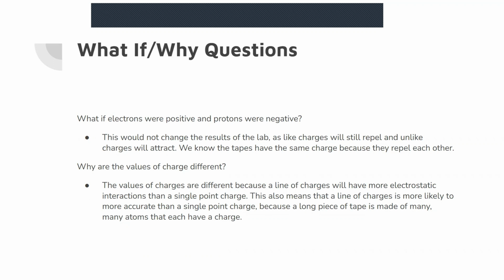As for the why question, why are the values of the charge different? Well, the values of the charges are different because a line of charges will have more electrostatic interactions than a single point charge. This also means that a line of charges is more likely to be accurate than a single point charge because a long piece of tape is made of many, many atoms that each have a charge, rather than being a single point charge.